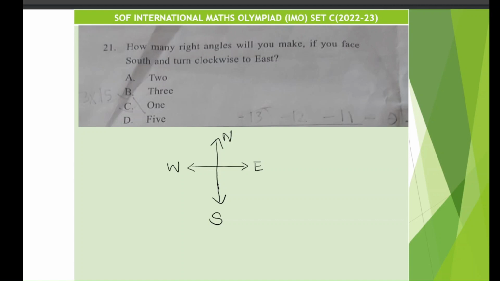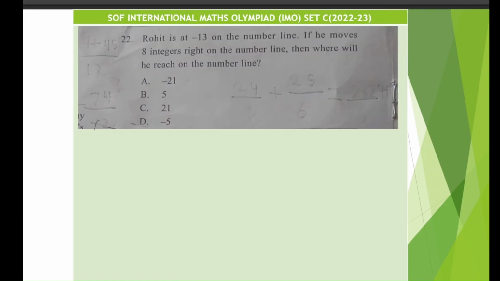So clockwise means in the direction in which the minute and second hands of a clock move. So clock hands move like this. So from south, if I start, I will move like this. So how many right angles will I make? This will be one right angle, two right angles, three right angles. So the answer is 3 for question number 21, option B. Okay. So now let's move to the next question. Let's start with question number 22.